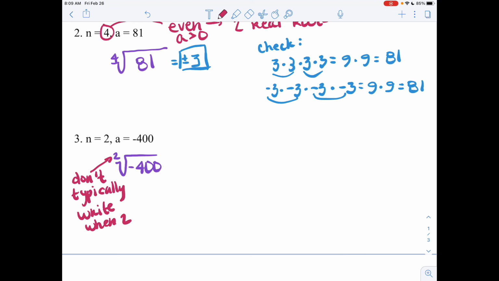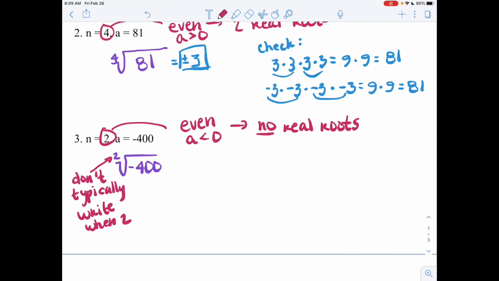However, let's look at our index here. We have an even index, but our a value is less than 0. It's a negative number. So that means that we have no real roots. So if we're only looking for real roots, we don't have any. If we're looking for overall what the roots are, we could take the negative out by popping an i out of the radical and then deal with the 400.